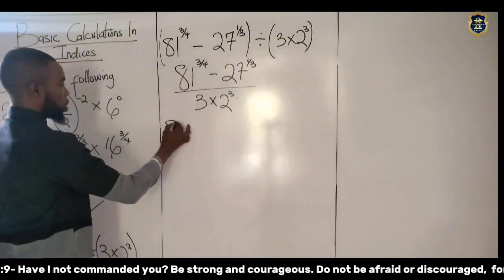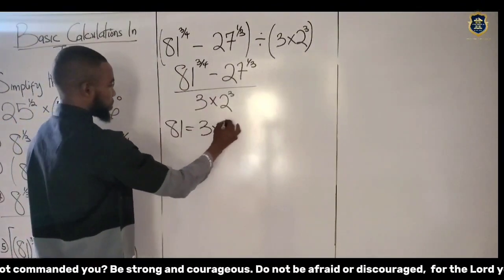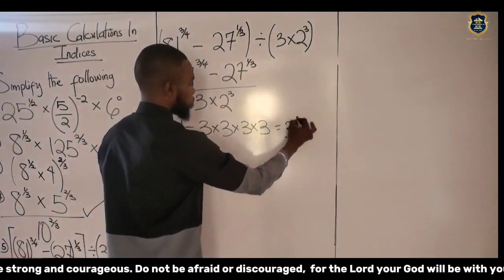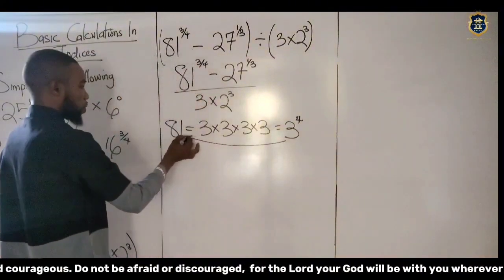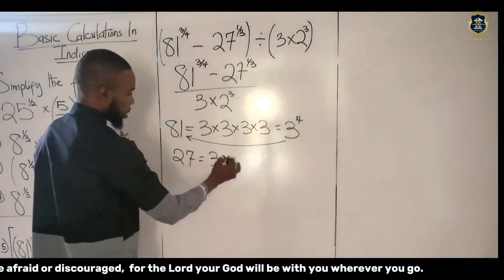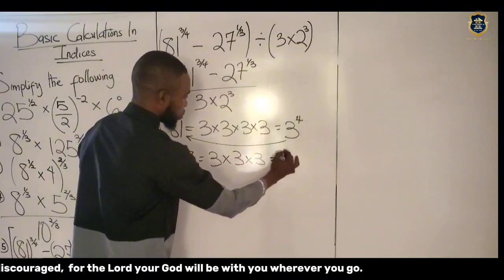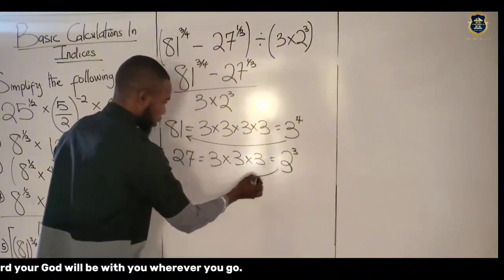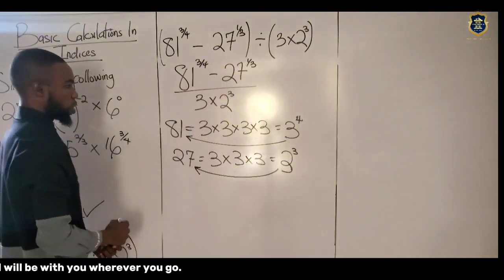And we know that 81 is 3 times 3 times 3 times 3. That should give us 3 raised to the power of 4. And substitute that for 81 in this question. And then 27 can be 3 times 3 times 3, which is 3 raised to the power of what? 3. Yes. And substitute this for this in this question.